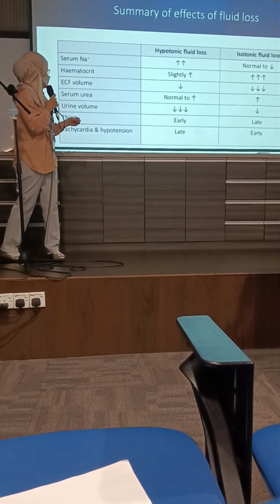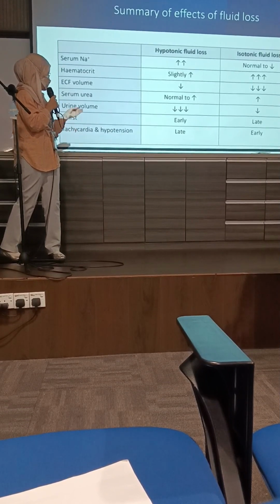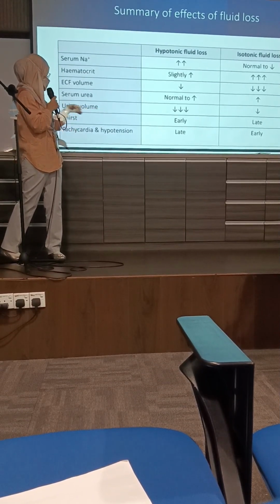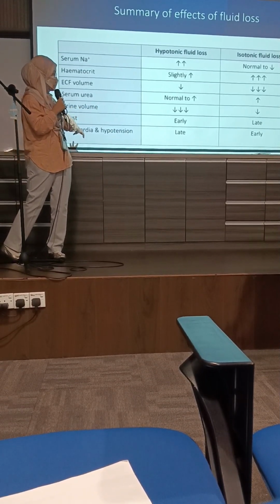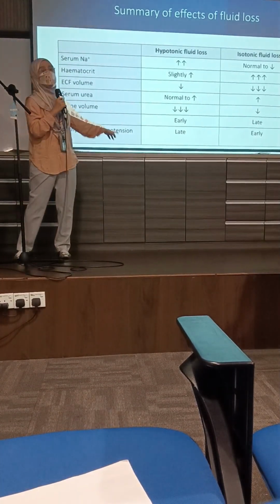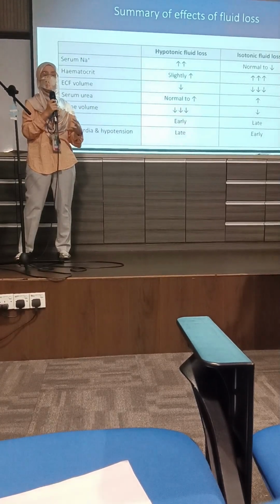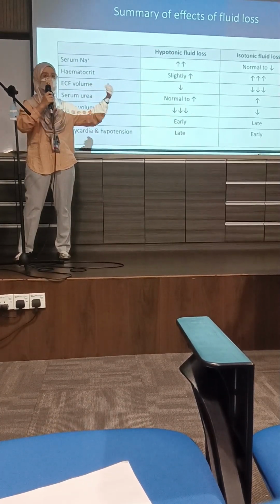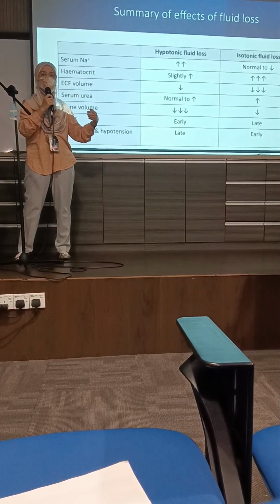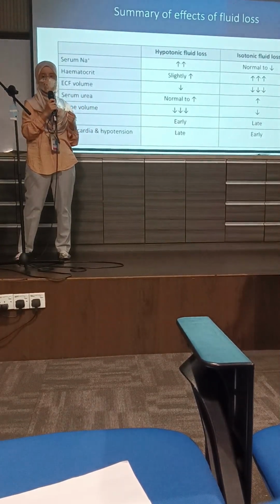Serum urea will be high, urine volume will be low. Thus, early and late manifestation and signs of shock are early in isotonic fluid loss. Late in hypotonic because it is slower. If let's say you continuously lose, then from 100 just now 50, you lose another 100, eventually you will get signs of vascular shock.